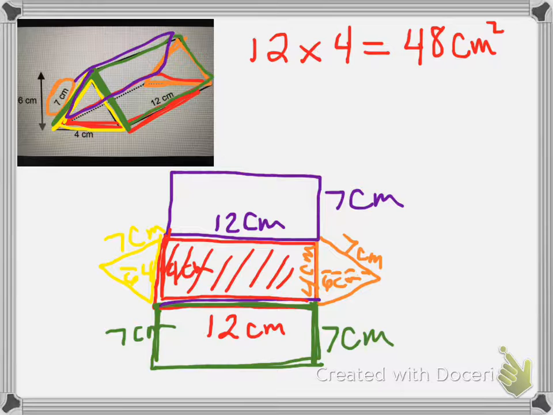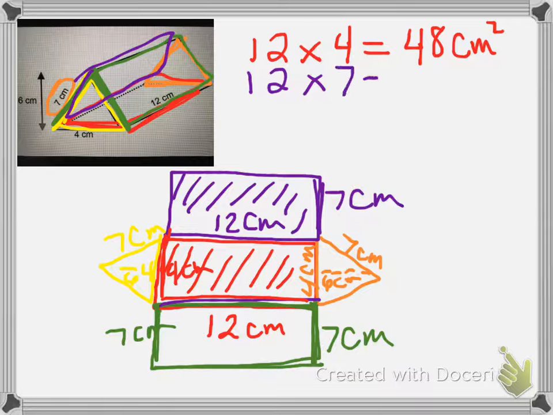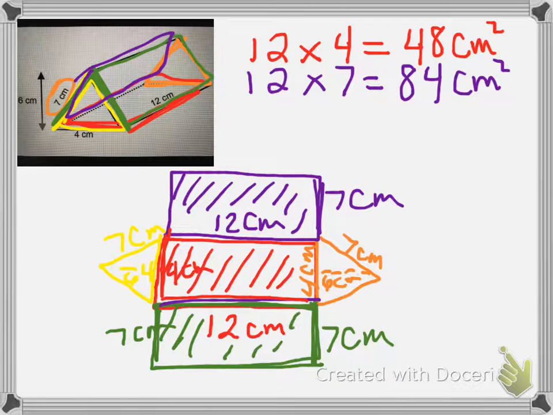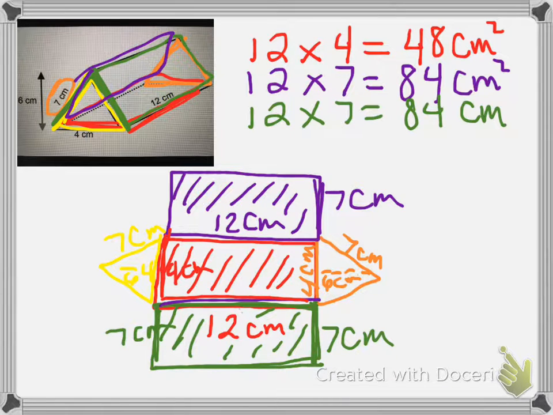All right, let's figure out the purple next. We'll just do all of our rectangles at once. So the purple, the base is 12, and the height is 7. So that's going to be 84, I believe. 7, 14, carry the 1, yes. Square centimeters. And then our last rectangle is green. So we're going to figure out this green area next, and that is going to be 12 times 7. Oh, it's exactly the same as the purple one. Look at that. So 84 centimeters squared.